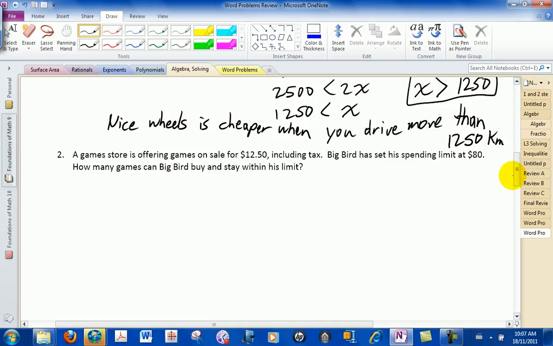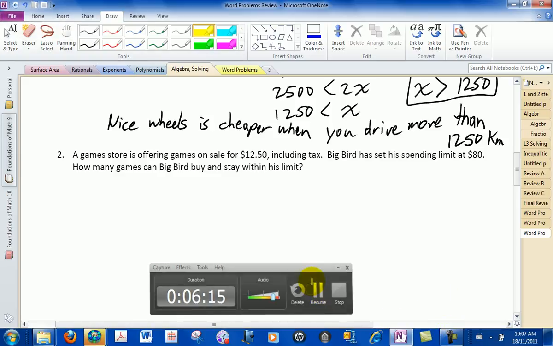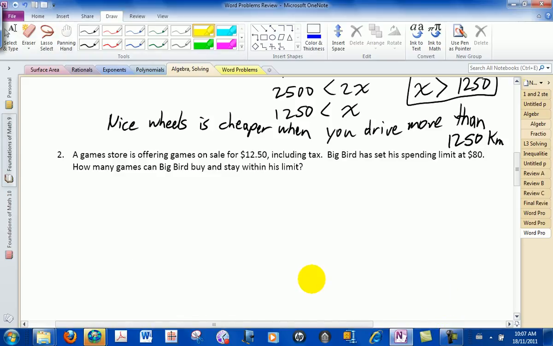Okay, next one. Read it. As you're reading it, get your highlighter or your pen and underline the important information. Go. So what have you got highlighted? You should have $12.50, including tax. His spending limit is $80. How many games to stay within his limit?